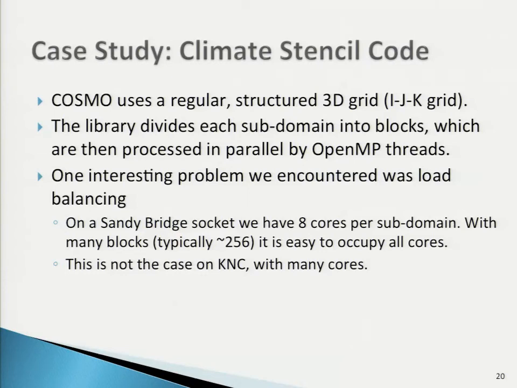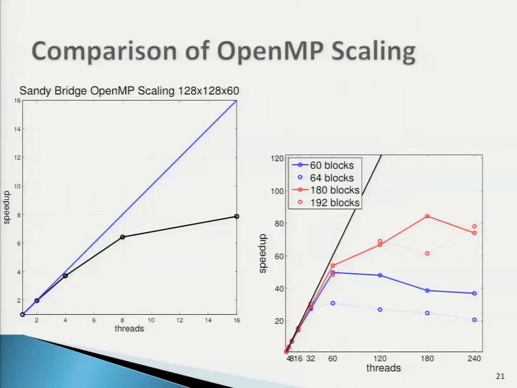But on Knight's Corner, where you have many cores, this load distribution becomes quite difficult, particularly because the number of cores or number of threads we're using is going to be a multiple of 60 because you have 60 cores. And typically, things are usually designed to divide into powers of 2, and 60 isn't a power of 2. So here we see the scaling on this is a single Sandy Bridge socket.